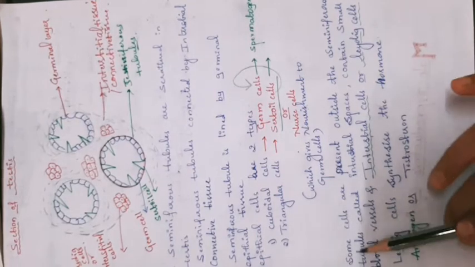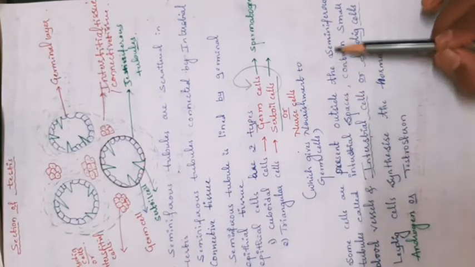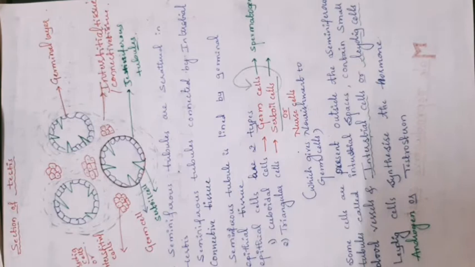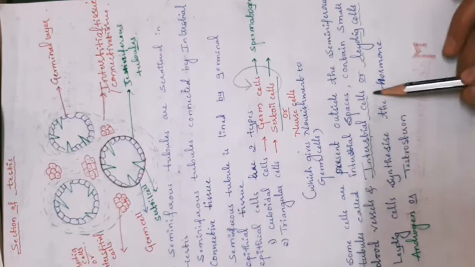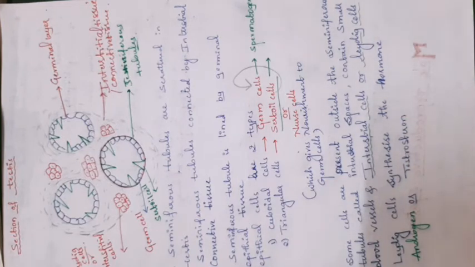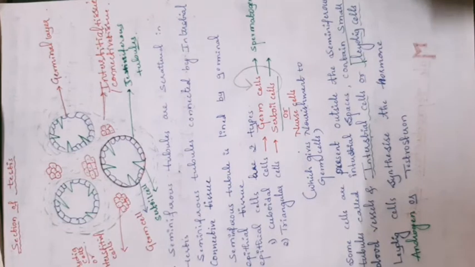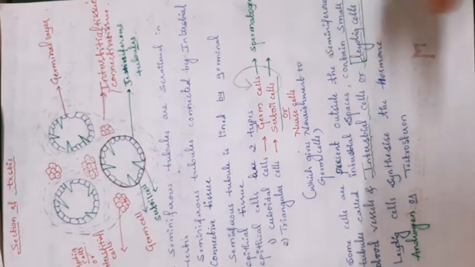Then some cells are present outside of the seminiferous tubule in the interstitial connective tissue. Those cells are called interstitial cells or Leydig cells. These are also very important, Leydig cells. In the ultrastructure of testis, a 3 or 1 marks question will come. What are germ cells? What are Sertoli cells? What are Leydig cells? Leydig cells you can see in the interstitial tissue.